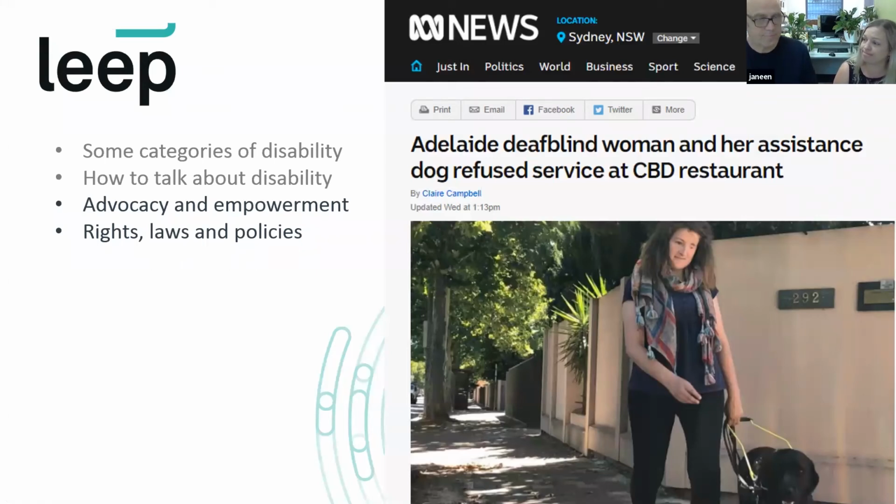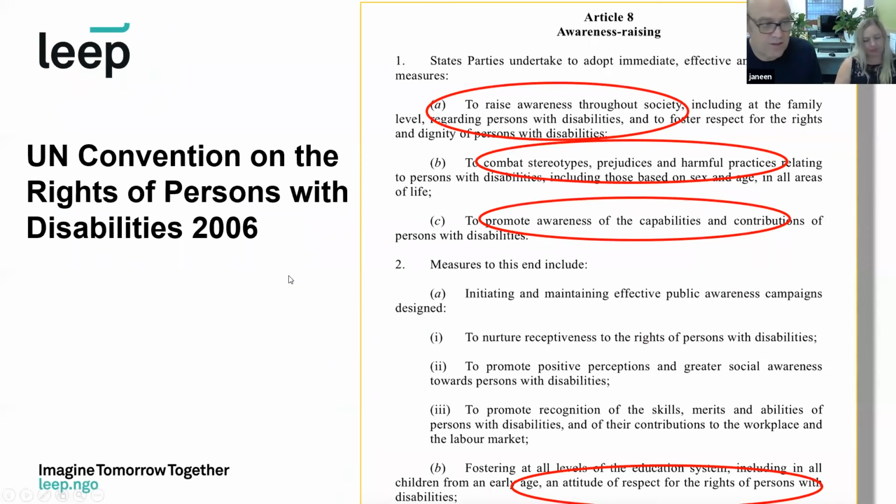So to finish off, we just want you to be aware that there are conventions, there are laws, there are policies that mean people can refer to a document and say, hey, you're supposed to be doing this, here's the law, so you better make sure you do it, or you could be in trouble. So there's some examples from the Convention of the Rights of Persons with Disabilities. And I guess even this webinar itself is to promote awareness, to combat stereotypes, those sort of things. And of course, we've talked about the Disability Act earlier on.